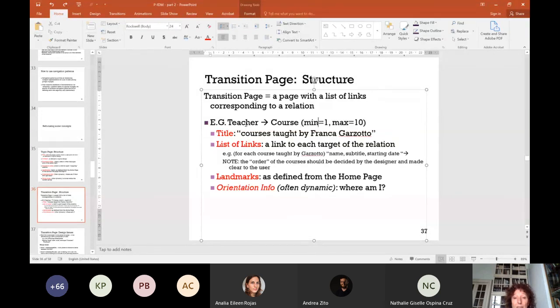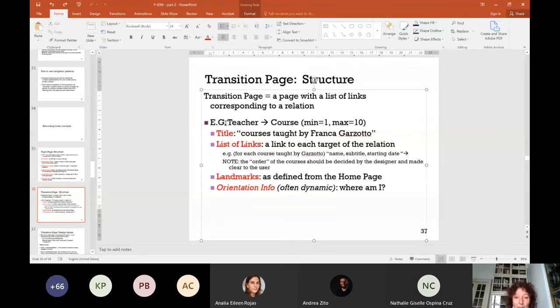For example, when you have a teacher, the relation between a teacher and the course is minimum 1, maximum 10. Which is a bit too much for Polytechnic, but anyway. If you know that the maximum is 10, you say 10 is a lot, I will make an explicit transition page. If this relationship teacher-course has a maximum of 3, you will probably embed the transition link inside the page.